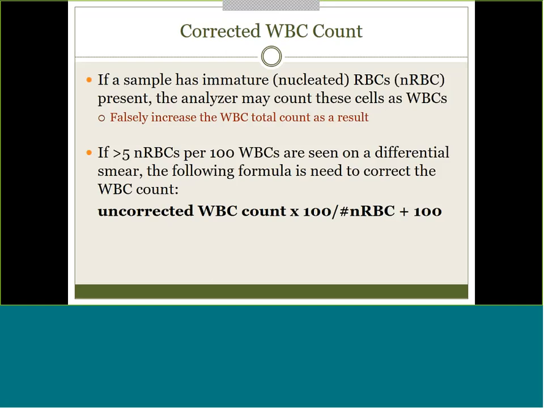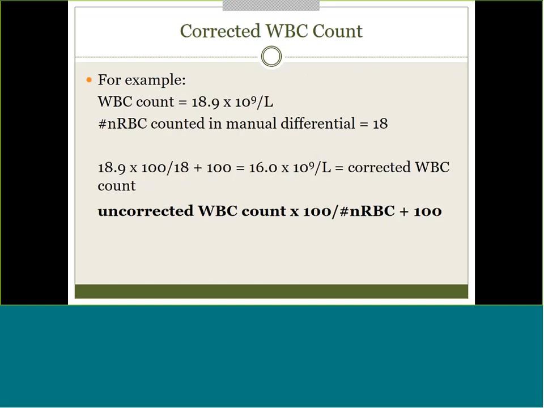So what you do is you take the original white count given to you by the analyzer, what we call the uncorrected white count. Whatever the analyzer first gave you as a result, we take that number times 100, divided by the number of nucleated red cells we counted under the microscope plus 100. So it's a simple calculation, but it's important so that we can fix that white count number and get a more accurate result. So you will need to know that calculation as well.